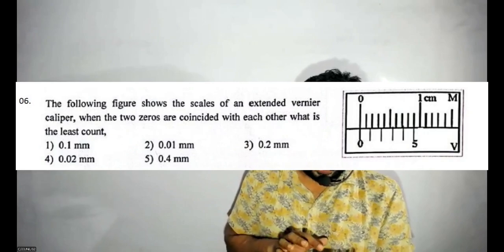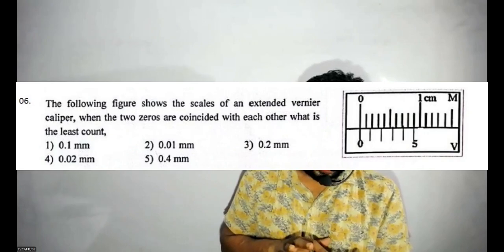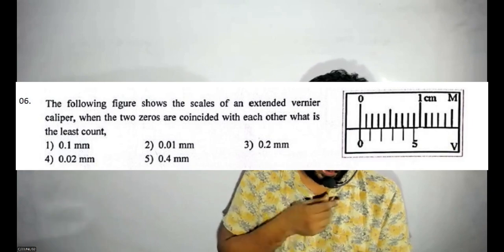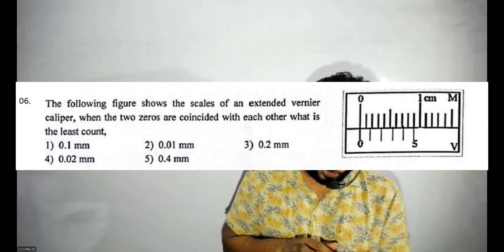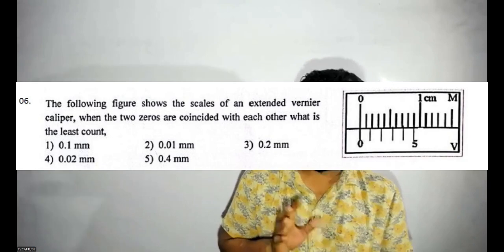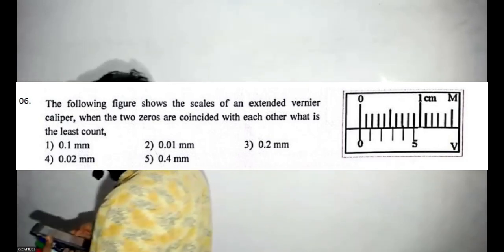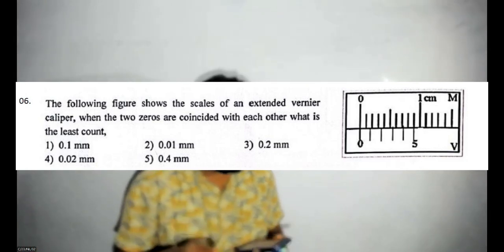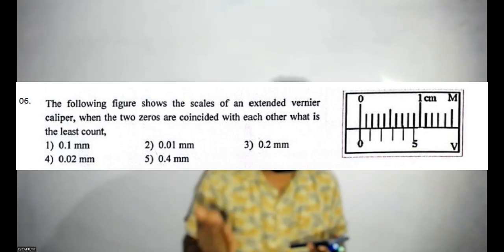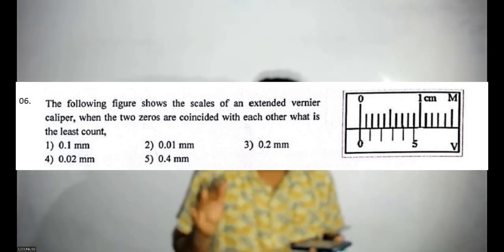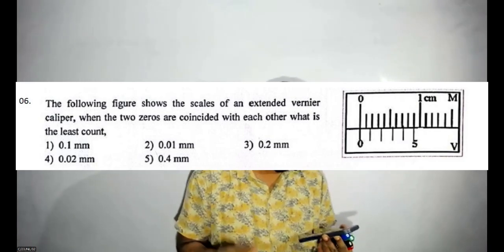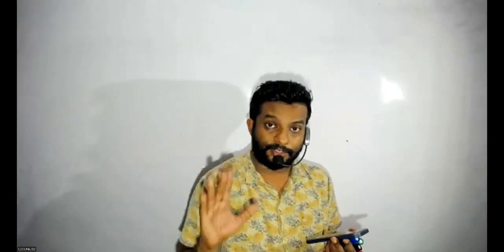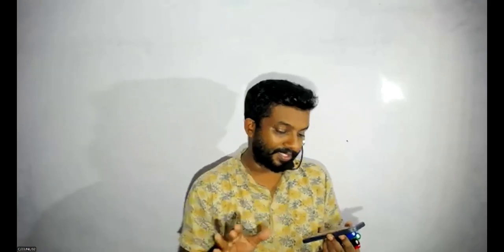The following figure shows the scale of an extended vernier caliper when the two zeros coincide with each other. What is the least count of the scale? Pute, they have given a diagram, right? According to this diagram, you can observe that the main scale is calibrated in millimeters. 9 main scale divisions, 9 millimeters, coincide with 5 vernier divisions. There are 5 vernier divisions.